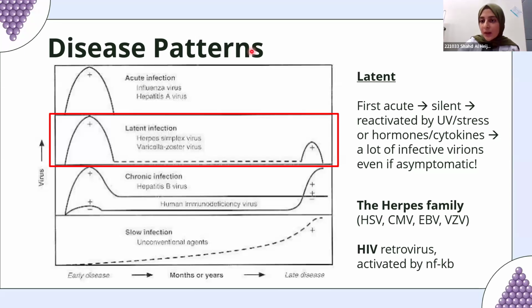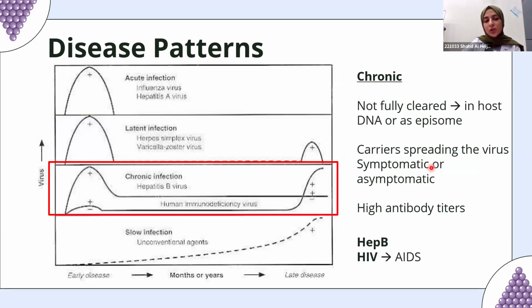Yes, we have a question. Can you infect other people during the latent phase? Yes, we said a lot of infective virions, even if you're asymptomatic. So you can still transmit the infection. Tamam? This is for the second pattern, the latent infection.